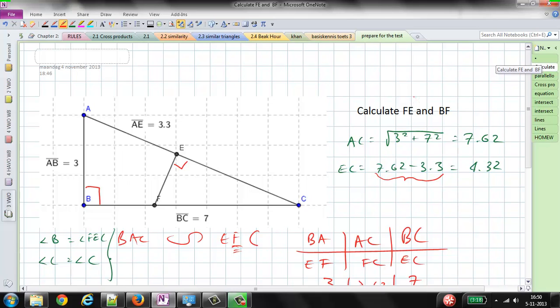It says calculate FE and BF. So step 1 is to analyze this figure. We've got 2 triangles with 2 right angles. We're given this length, this length, and that length. And we're asked to find FE, which is that, and BF.